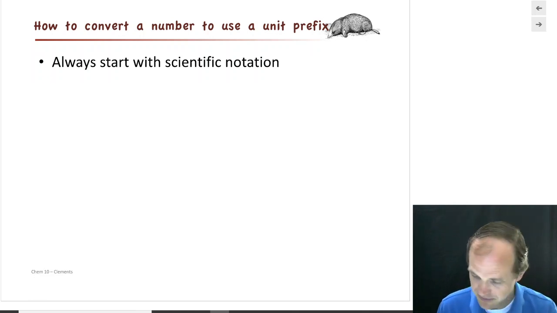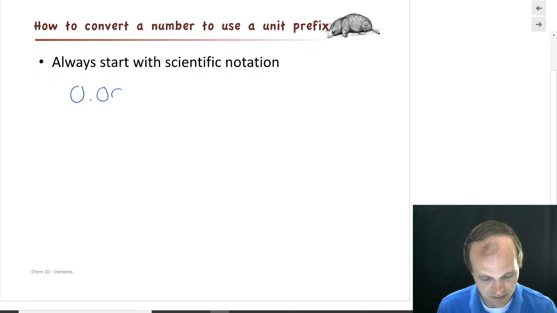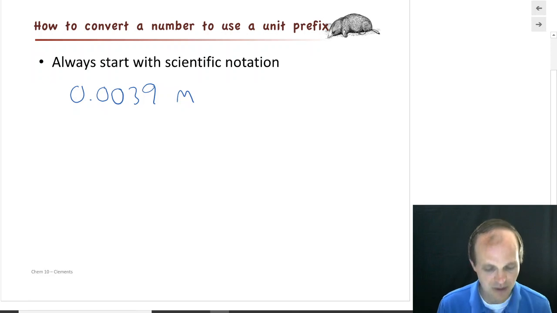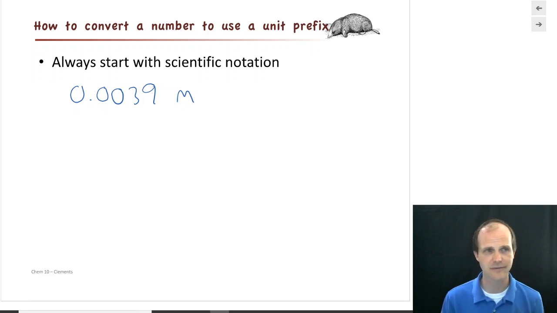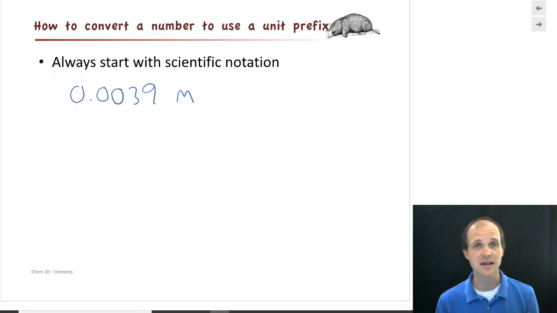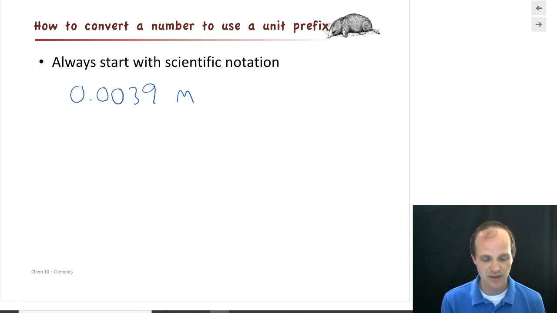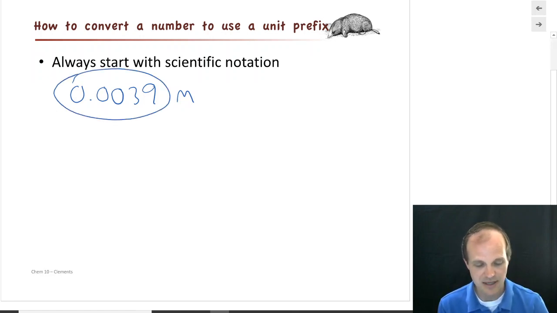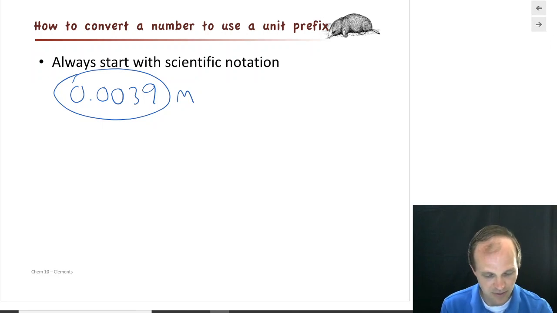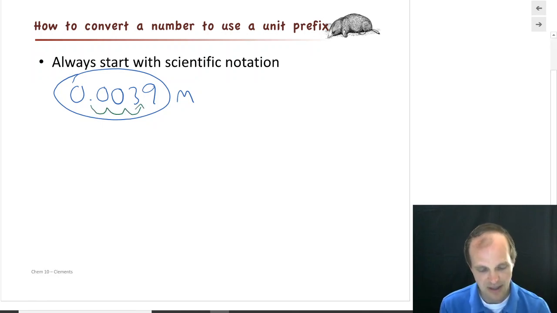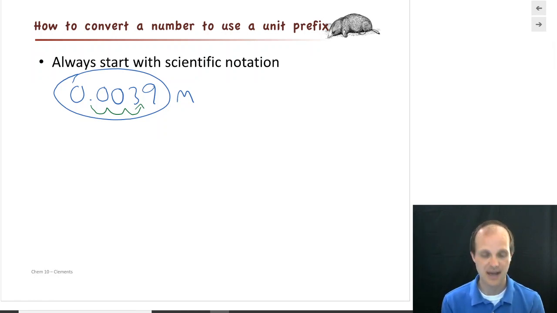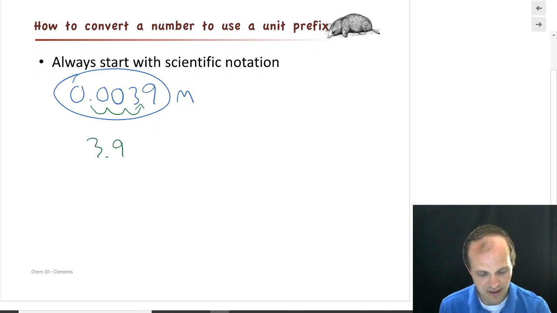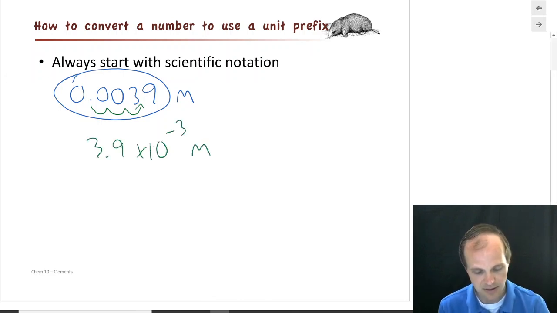So let's do just a few examples, because examples are always the easiest way. We're going to start with 0.039 meters. And we want to convert that to using a unit prefix, which means we're going to convert it to megameters or nanometers or micrometers or whatever it is that's the appropriate thing to do. The first thing we want to do is write this number in scientific notation. If you remember how to do that, we're going to move the decimal 1, 2, 3. It's a small number, so we should have a positive or negative? Negative exponent. 3.9 times 10 to the minus 3rd meters.